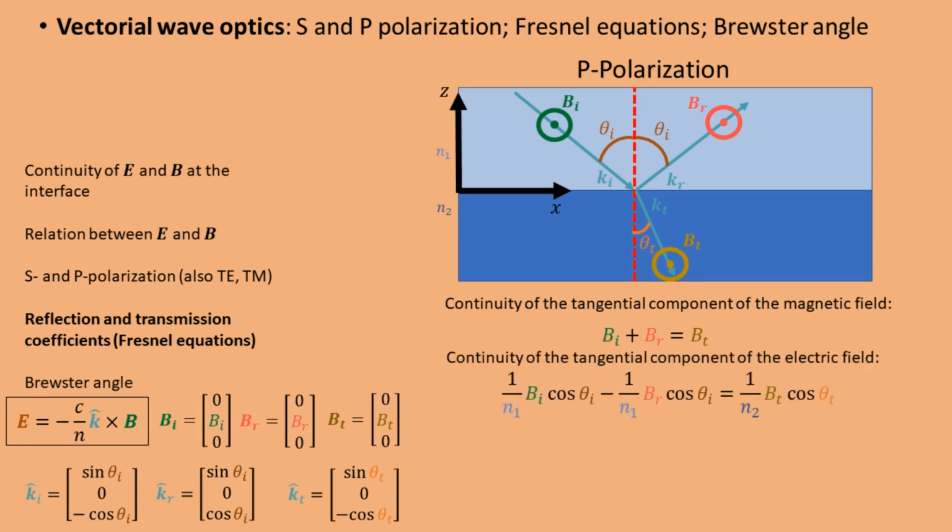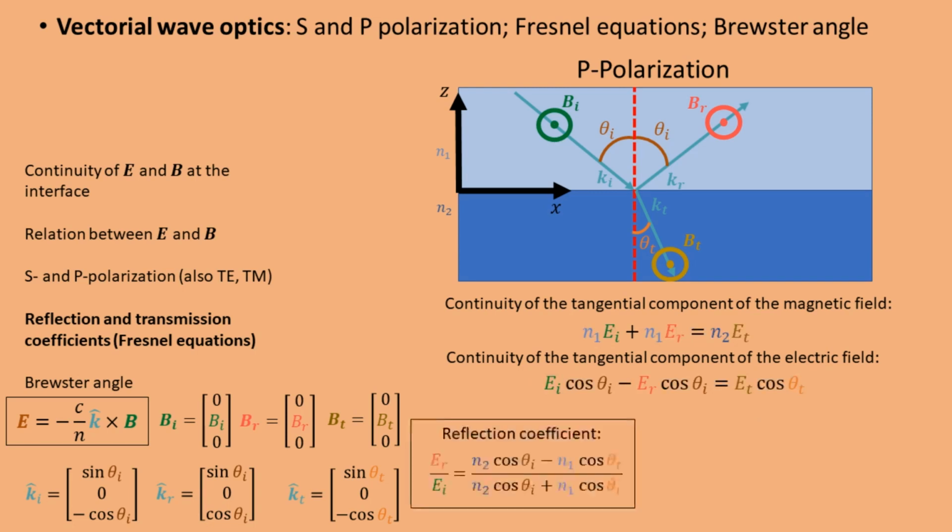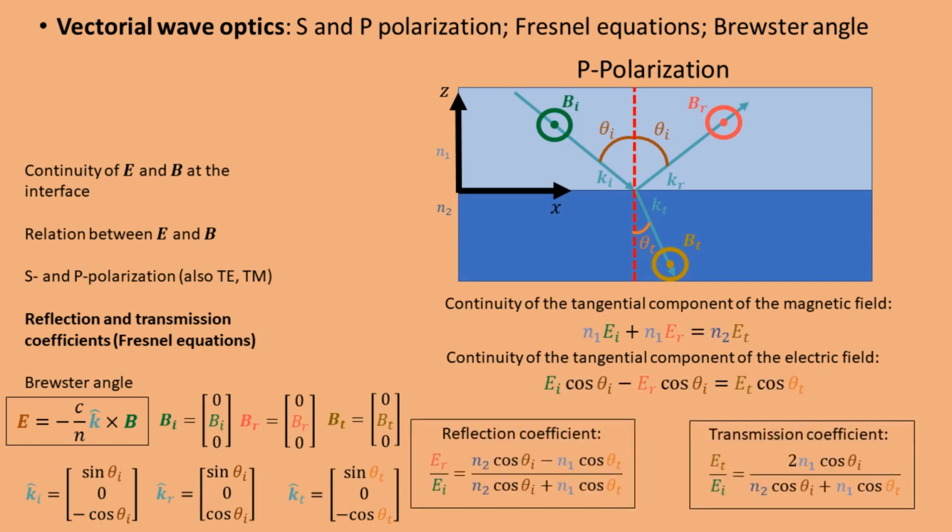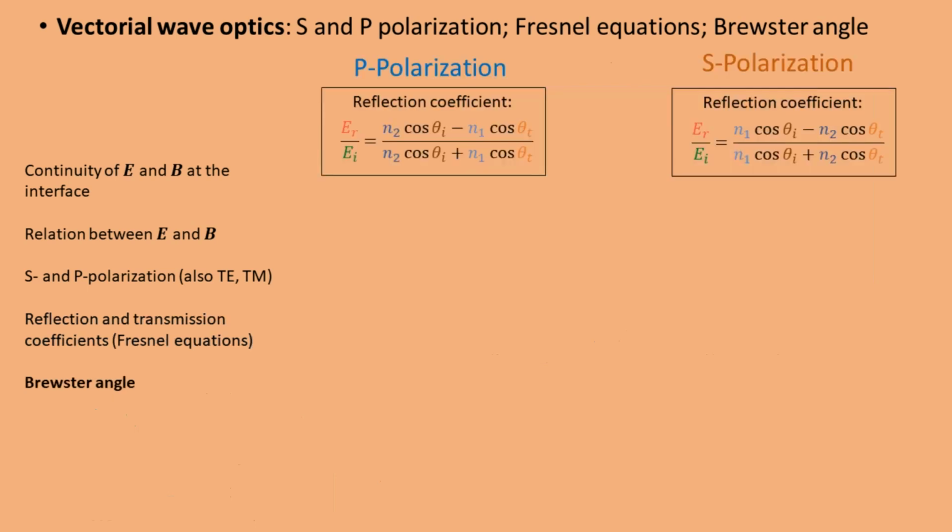The continuity equations are now written in terms of the magnetic field amplitudes, but typically, we define the reflection and transmission coefficients as ratios of electric field amplitudes. So let's use the relation between electric and magnetic field amplitudes to rewrite the continuity equations. From these equations, we can now find the reflection and transmission coefficients for P-polarized light. Let's make a quick remark about the sign convention we use.